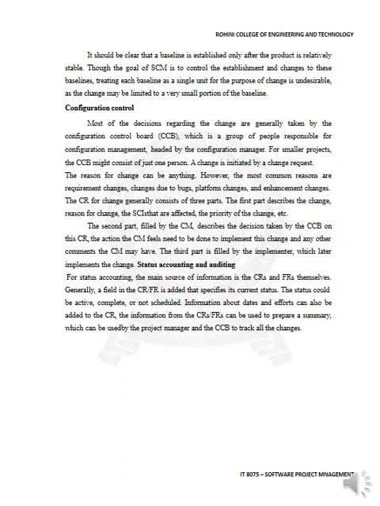For status accounting, the main source of information is the CR and the FR. So generally a field CR by FR, configuration management. The status could be active, complete, or not scheduled. So it's a summary which can be used by the project manager and the CCB to track all the changes.